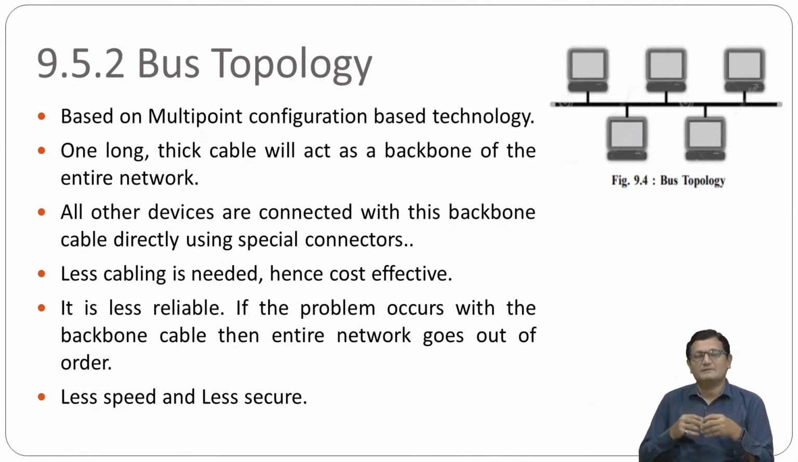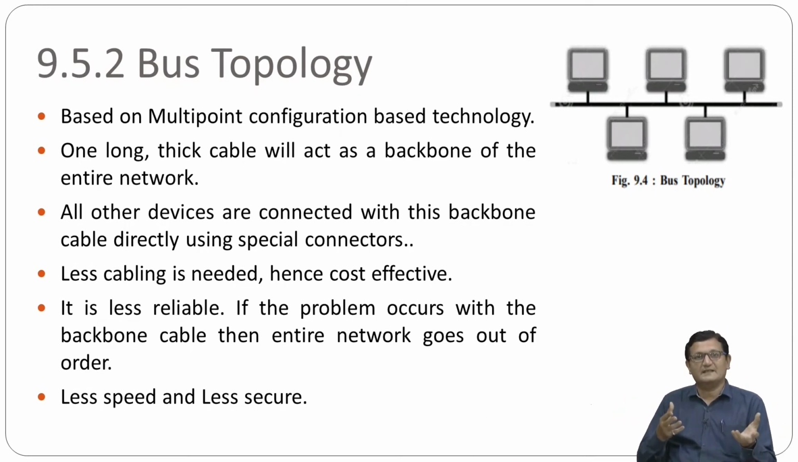Why? Because suppose if something happens to the cable, your entire network gets disturbed. Due to that reason it is not that reliable. Even it will be very difficult to recognize the problem, detect the problem, and solve the problem. It has less speed, and it is also less secure, because whenever any machine wants to transmit data, the signal will be propagated in the cable.